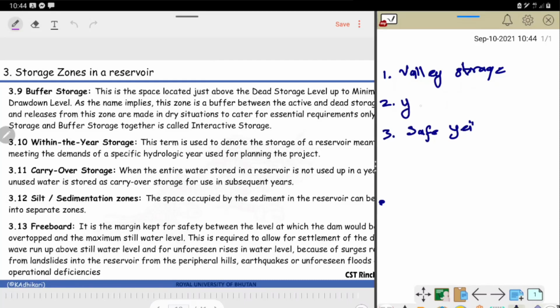YIELD. Okay, I misspelled this. Okay, YIELD, safe yield. Number four is secondary yield.